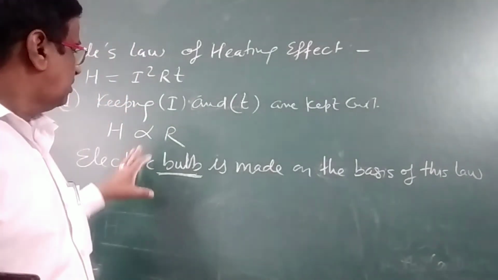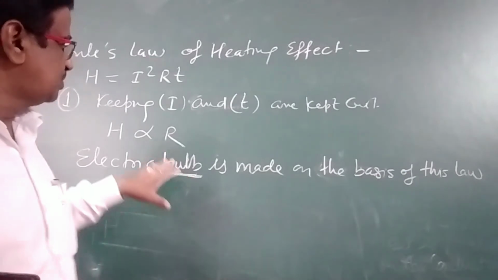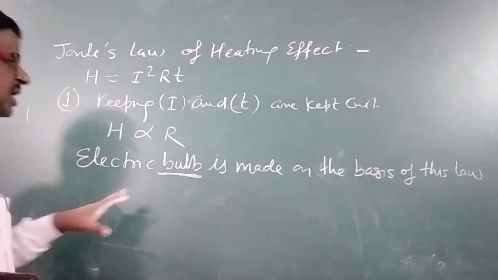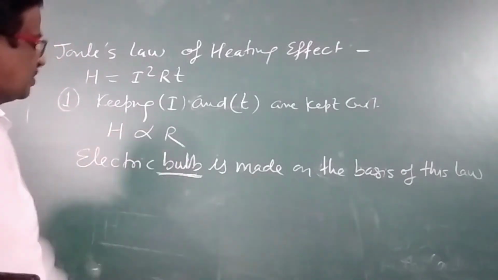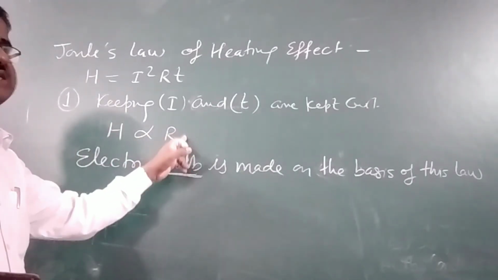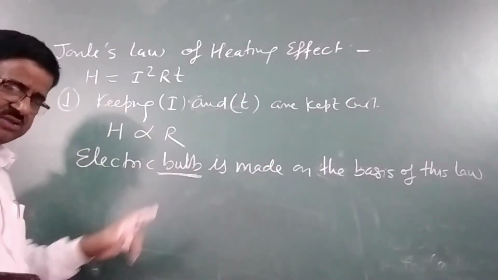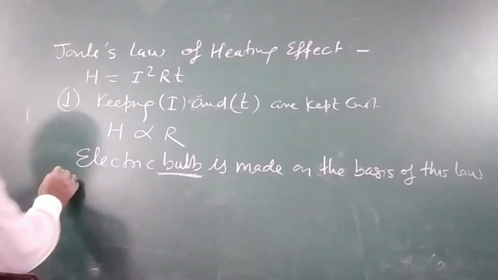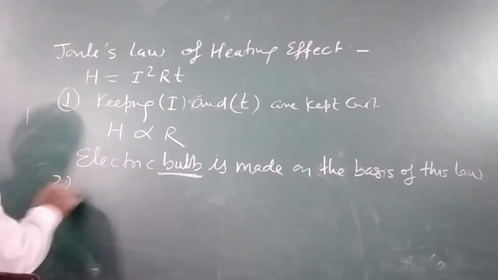So tungsten is used in the filament of the bulb, and the basic principle of the bulb is H proportional to R. जितने resistance उतने heat उतने light. Okay, now come to the second law.